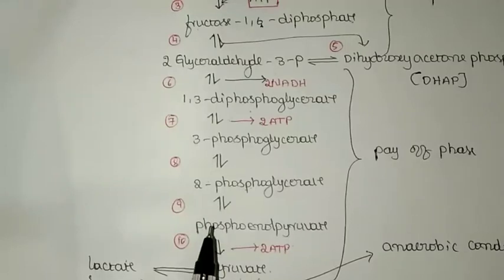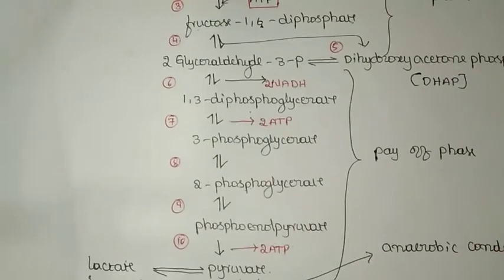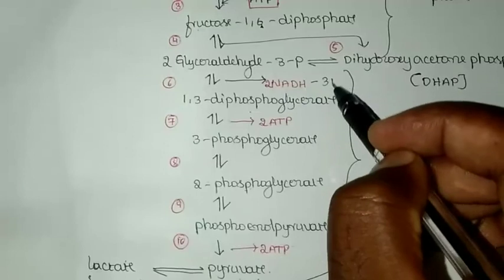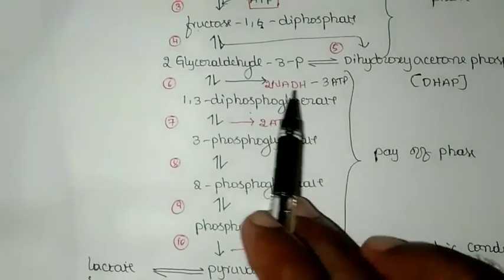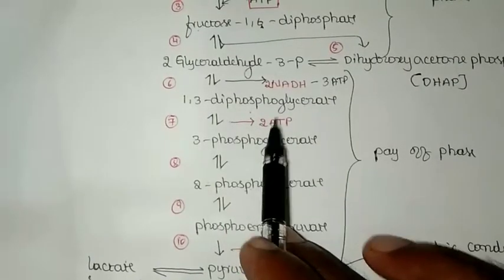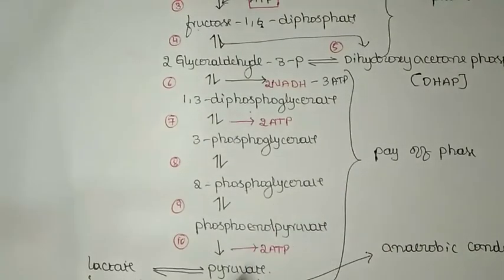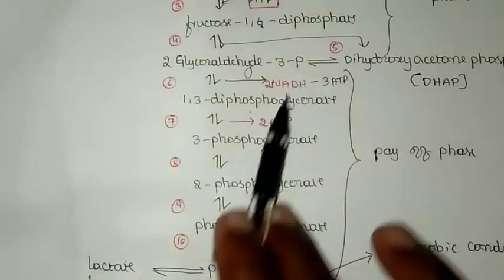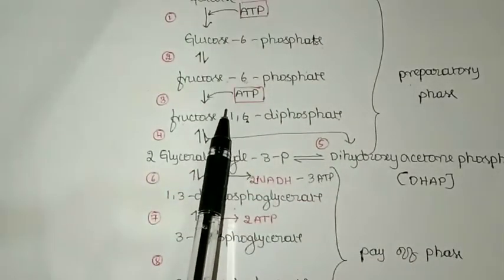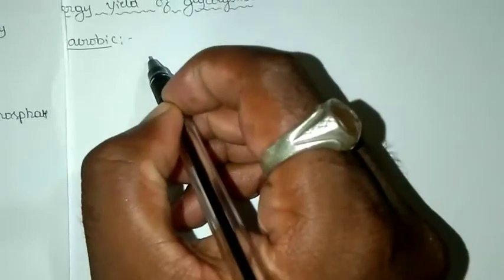And at the last, in converting phosphoenol pyruvate into pyruvate, we have noticed the formation of 2 ATP molecules in case of aerobic condition. So here 2 plus 2 plus 2 NADH. 1 NADH is equal to 3 ATP molecules. So there are 2 NADH molecules, so there are 6 ATP molecules, 6 plus 2 plus 2. So totally 10 ATP molecules are there. So 10 ATP molecules have been produced in the payoff phase, but there are 2 ATP molecules consumed in the preparatory phase.